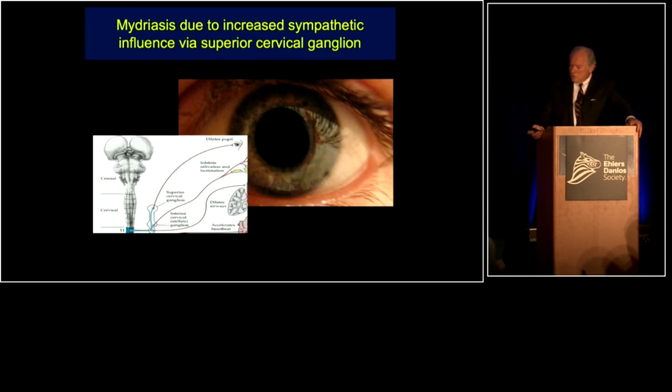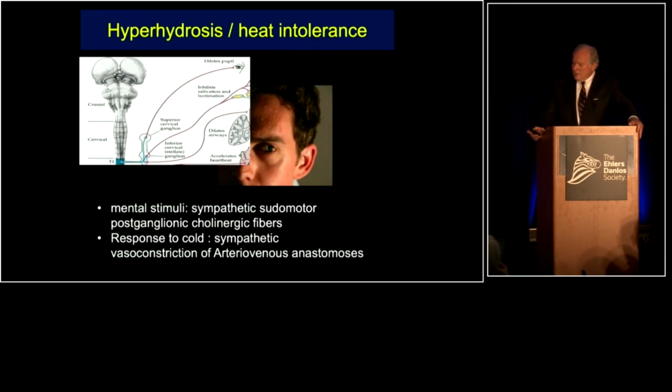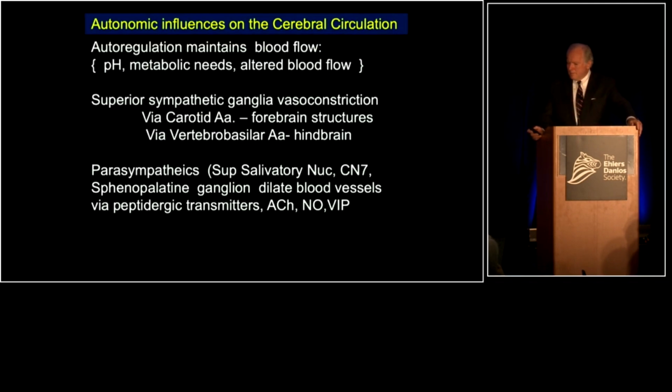So here's an abnormal sympathetic function, mydriasis, due to increased sympathetic influence. The fibers come out of T1, and they run up the side of the spine into the eye to dilate the pupil. And then hyperhidrosis, sweating, and heat intolerance, that's abnormal sympathetic function. And these can be switched on by mental stimuli, and also in response to cold or other things. The effect of this is a nervous person who's sweating slightly, a cold sweat.